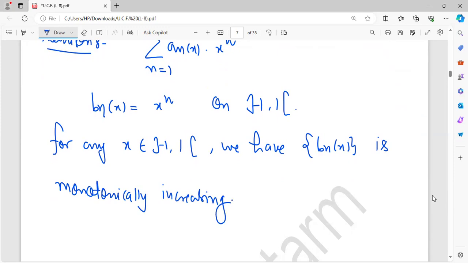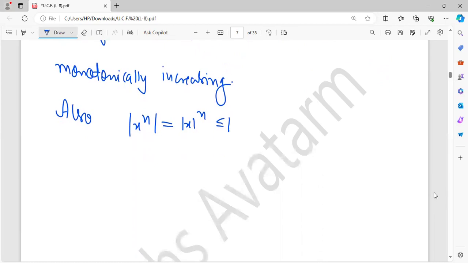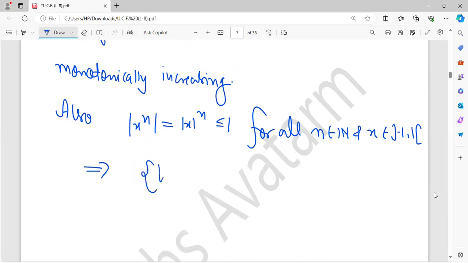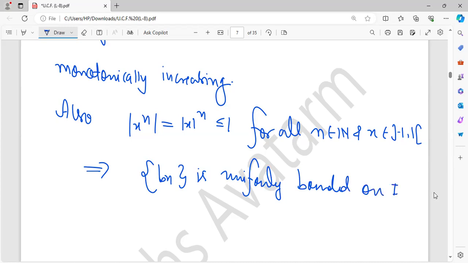Also, you see that it will always be less than or equal to 1, because we are taking this one. So this implies the b_n(x) sequence is uniformly bounded for all n belonging to N and x belonging to I. So this sequence is uniformly bounded on I.